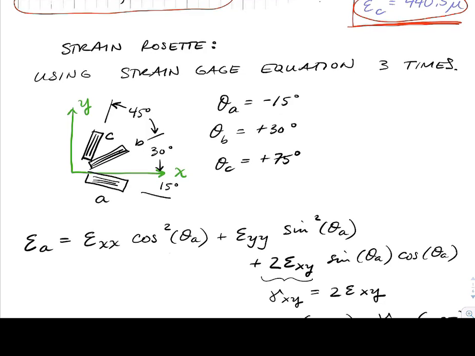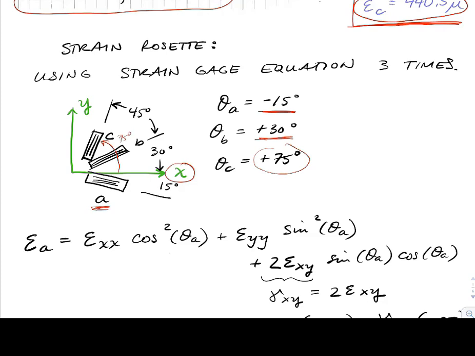So very important, notice from the x-axis is where all the thetas are measured from. So for gauge A, we would be sitting down at a negative 15 degrees. Gauge B would be plus 30. Gauge C would be up there at plus 75. Right, from the x-axis would be 75 degrees.